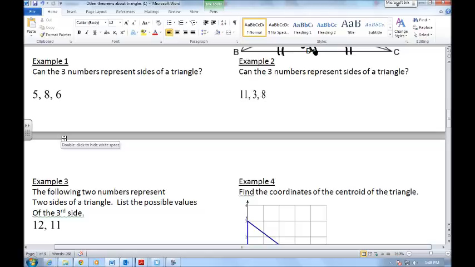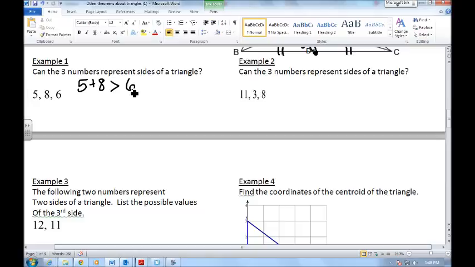Great. So sum, we think what word? Addition. It's the answer to an addition. So it says we can add them, and they will always be longer than the third side. So for instance, we can take 5 plus 8. Is that going to be greater than 6? Yep. Okay, write down, please. There are 3 different combos you have to try out. 5 plus 8 is greater than 6.